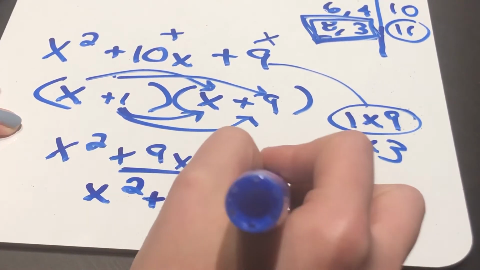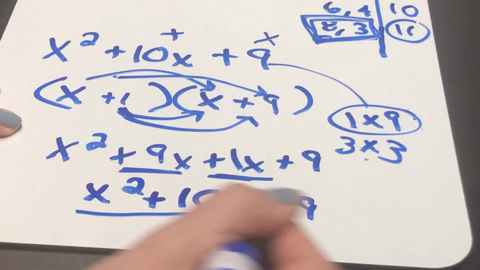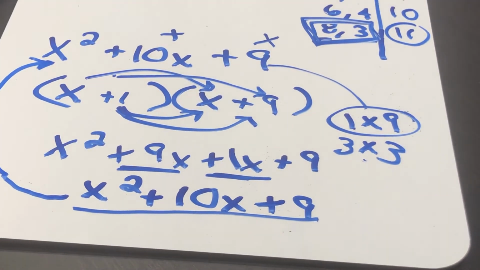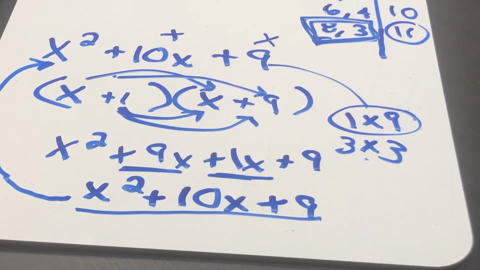Bring the other ones down. Look at that. I get exactly what I started with in the beginning. So that's how you can always check your work to see if you did it right. But anyways, this is called factoring with trinomials.